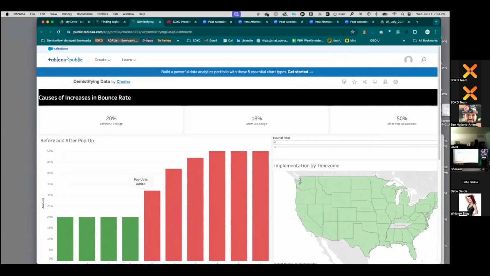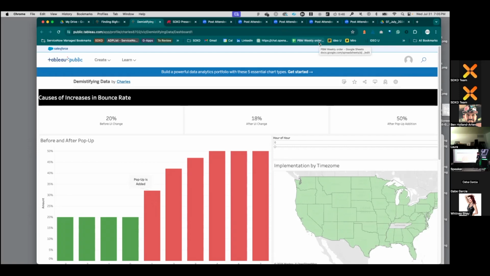She could tell that he had paid attention. He was interested in that bounce rate, and those were really important, so he made those numbers big. And you can see before the UI change, 20%. After that UI change, 18%. So that UI had actually decreased the bounce rate. But once we see that pop-up show up, bounces up to 50%. So he's got those numbers there, helpful, but it doesn't tell the entire story.